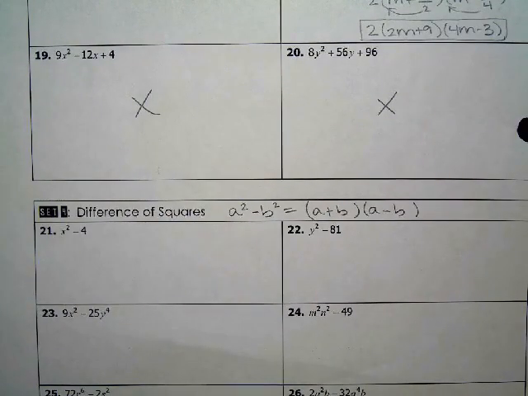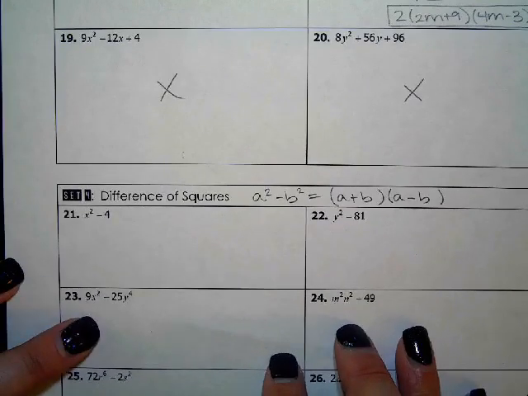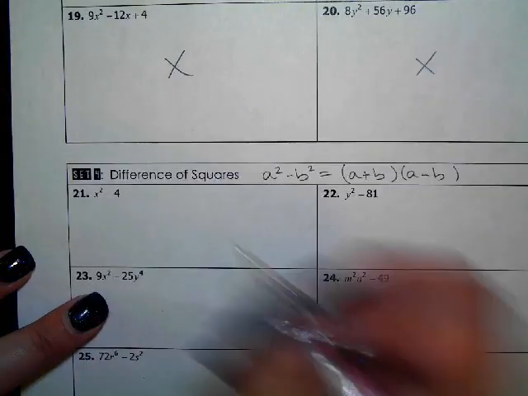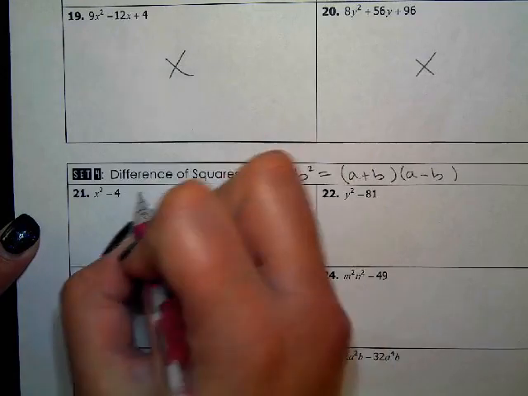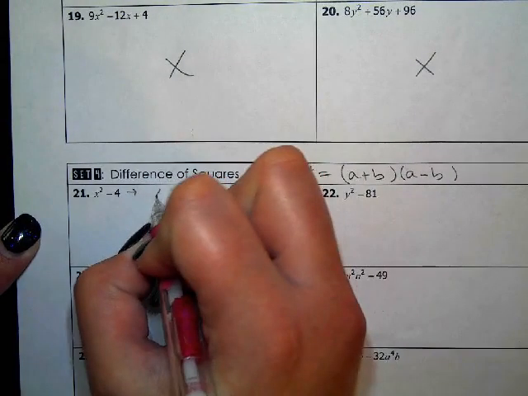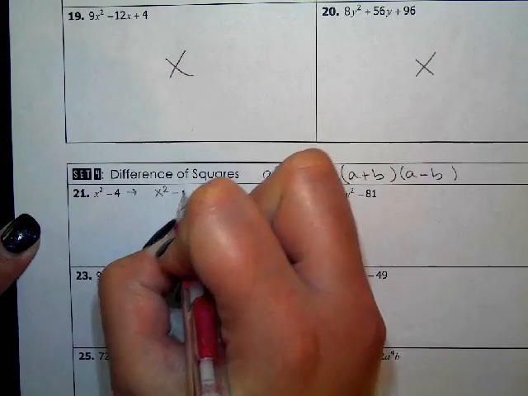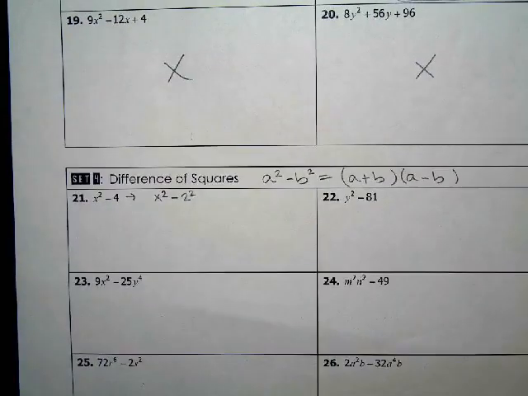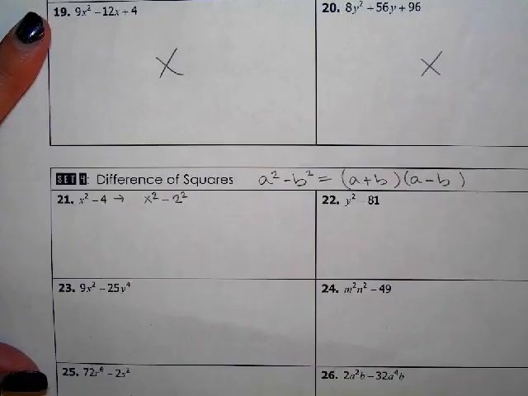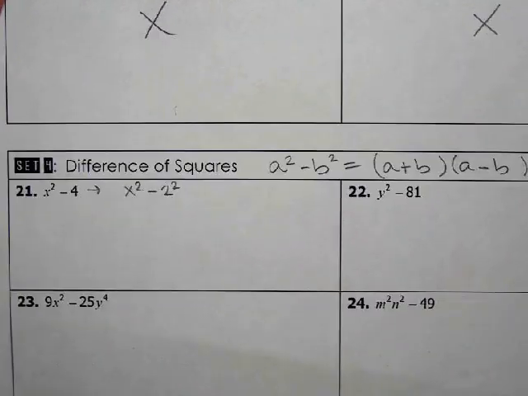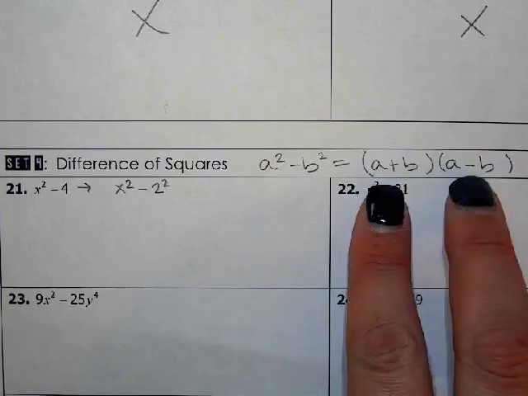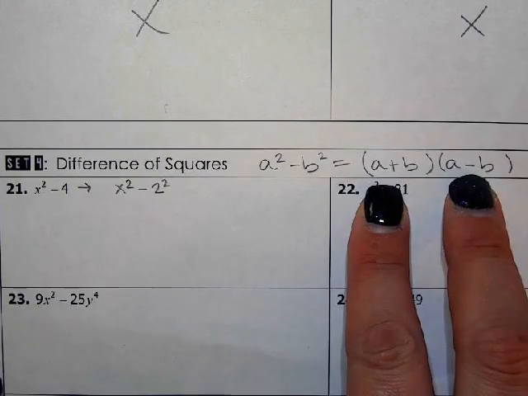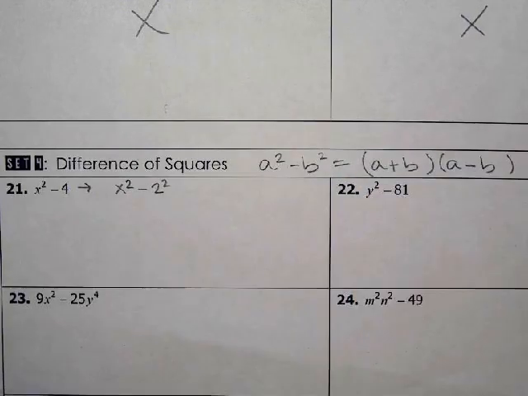Yeah. So for 21, if we were to rewrite it, this would be x squared minus 2 squared. So 4 is the perfect square, 2 squared. So I rewrote it: x squared minus 2 squared. And now I've got to write it as my two parentheses, one with a plus, one with a minus. And so what are my two parentheses going to be? X plus 2, x minus 2.